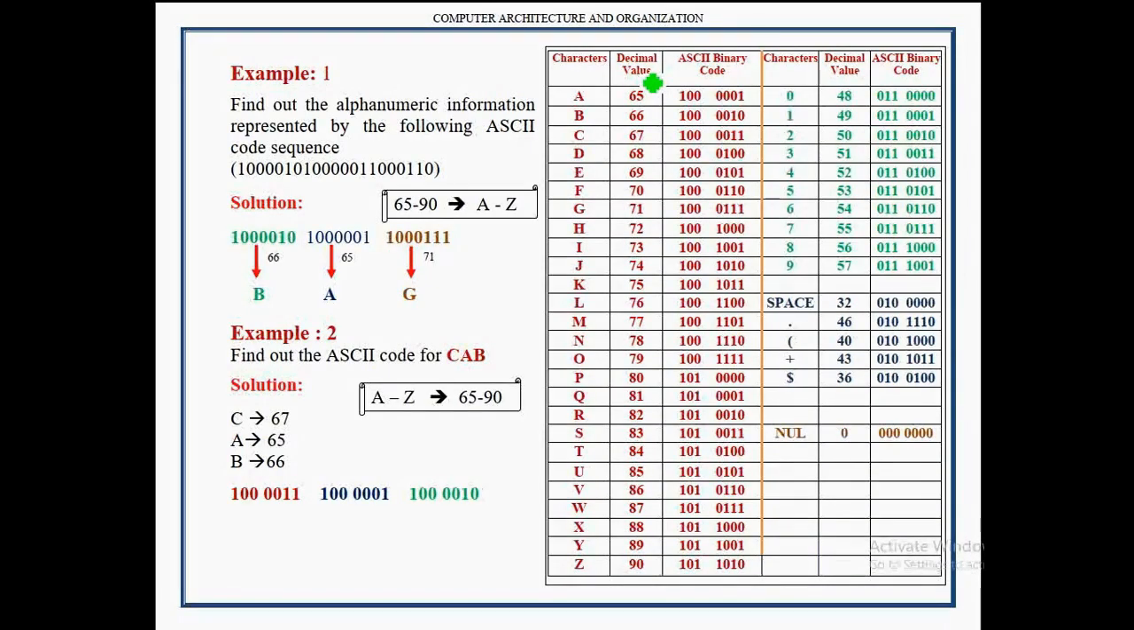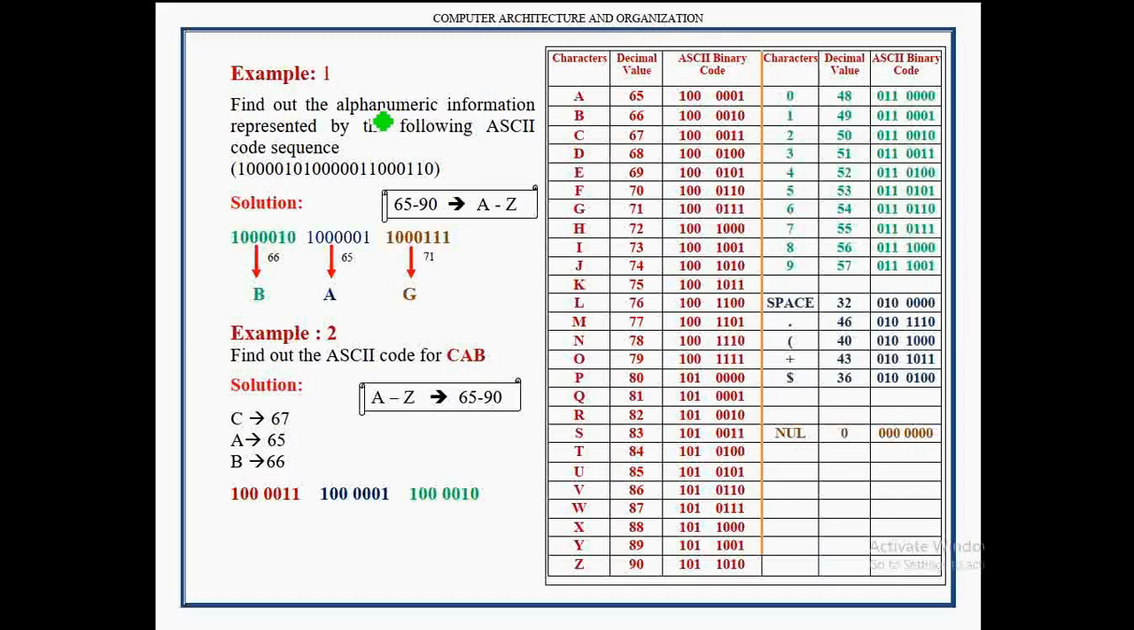In this table, decimal values and ASCII binary codes are given for the uppercase alphabets from A to Z, numerals from 0 to 9, special characters such as space, full stop, open bracket, plus, dollar sign and one of the control characters, null. This table does not include the complete information for all the 128 characters. It includes only partial information and is given just for your reference.